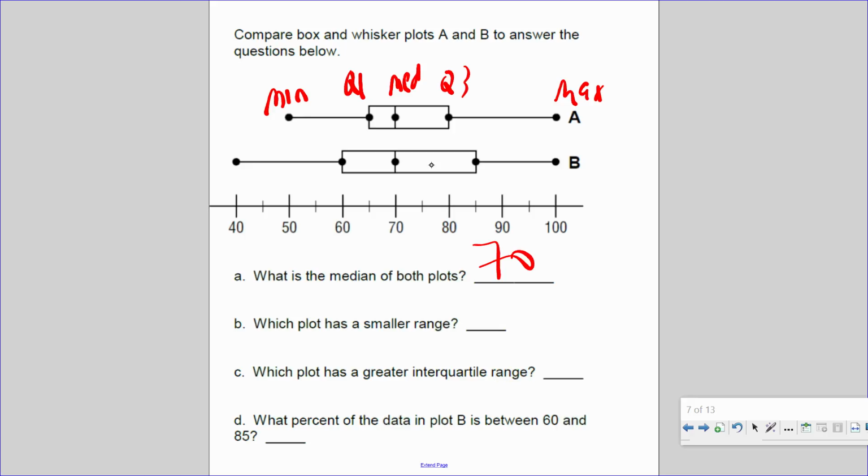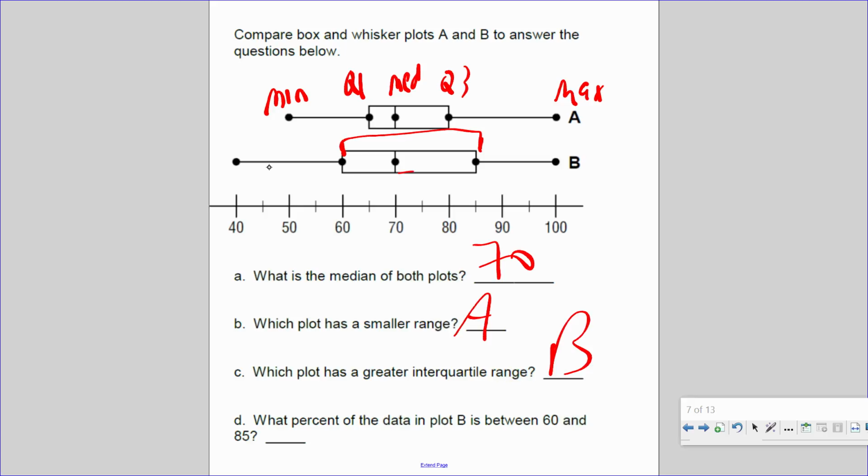Well, this one really has a huge range from 40 to 100, spread out more, so A must have the small one. It only goes from 50 to 100. Which plot has a greater IQR, interquartile range? So that's from Q1 to Q3. Well, this one is a longer distance, so it must be B, then A.